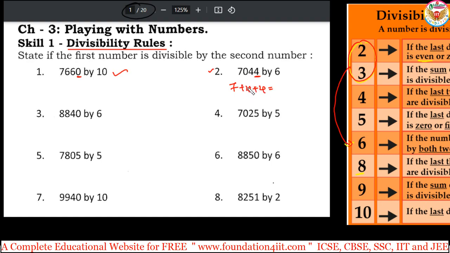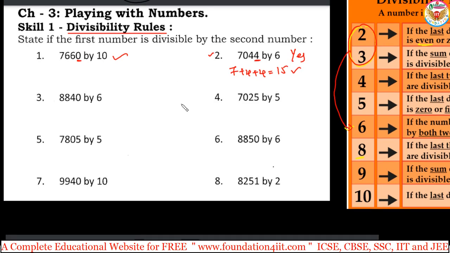7 plus 4 is 11. 11 plus 4 is 15. 15 is in the 3 table. 4 is an even number. So yes, this is divisible by 6. I am showing not everything here, just page number 2; page 3 also you have in this PDF file.